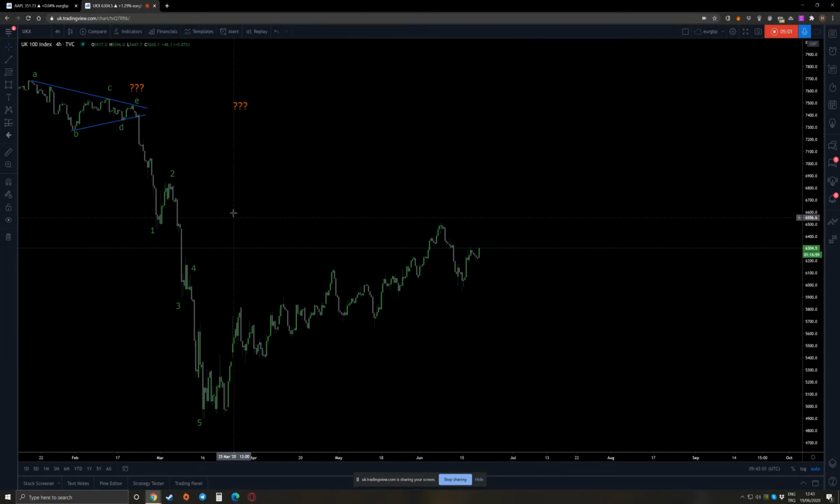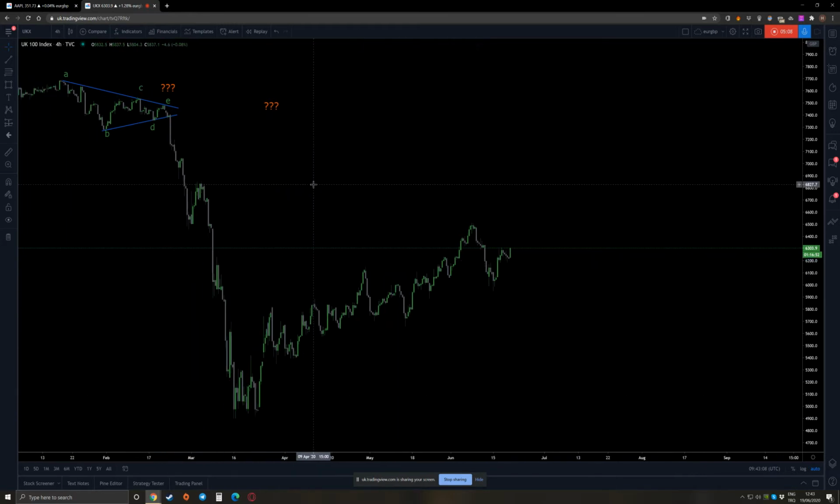Thus, we're not looking for an impulsive move. So whatever this is, it's only a complex correction. Now, what I would do is put it something like this.